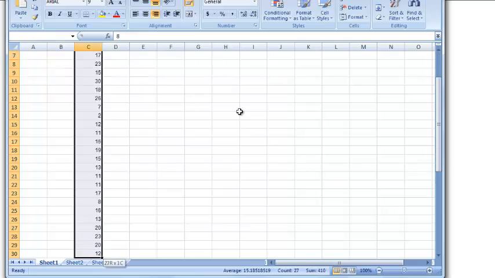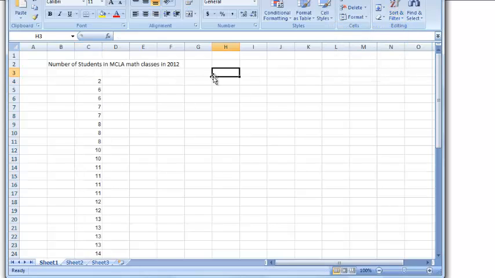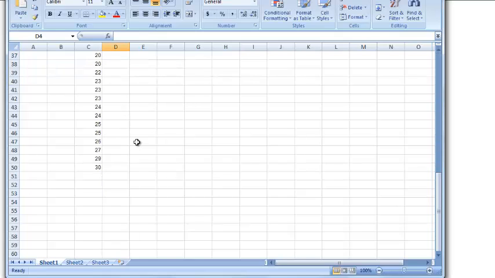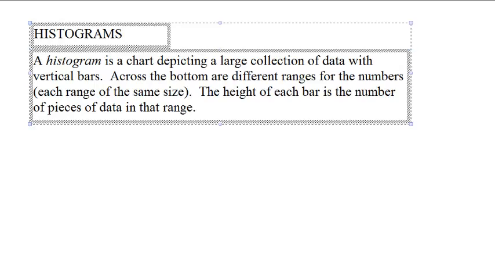Watch this. We highlight the whole thing, and we sort them from smallest to largest. Bang. And now we can count up the number in each range. Let's see, they go from 2 all the way up to 30. So let's make a chart where across the bottom we have ranges. What will our ranges be?